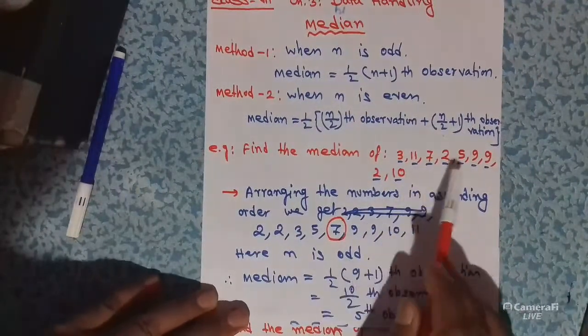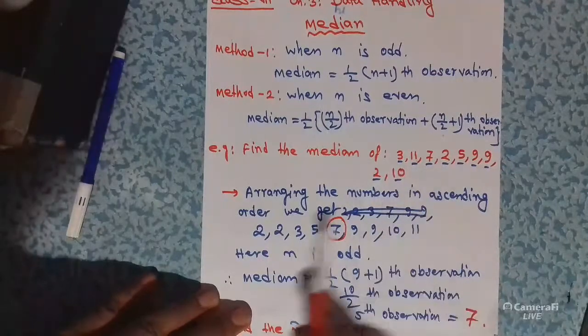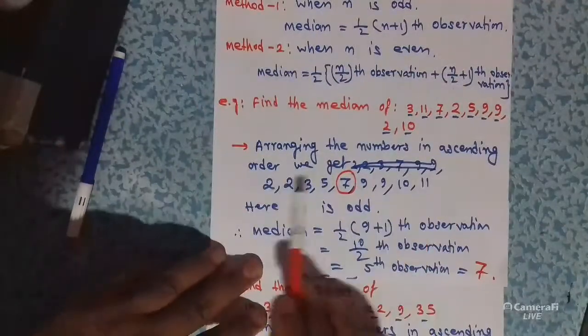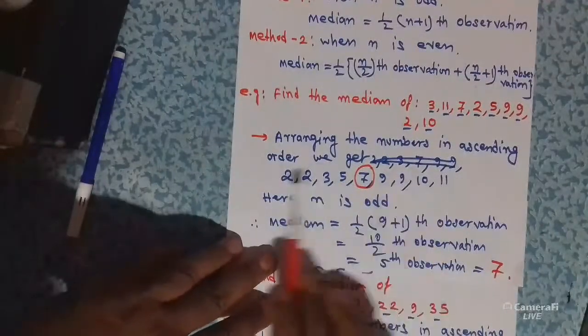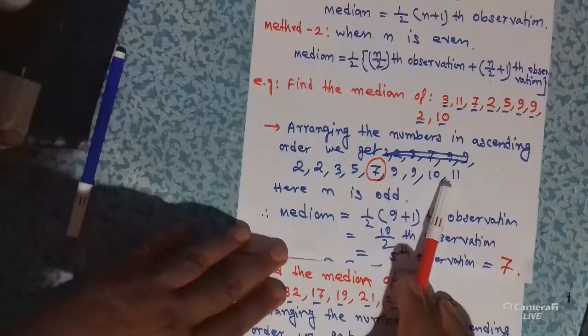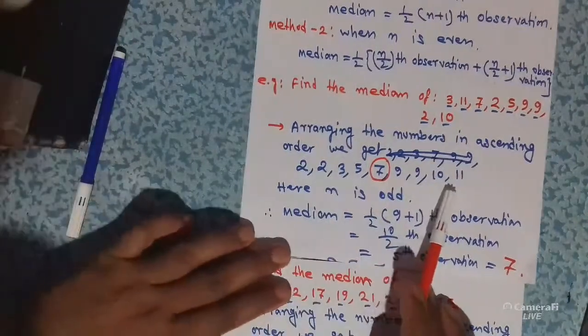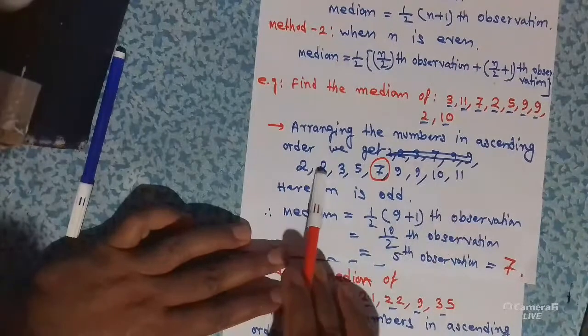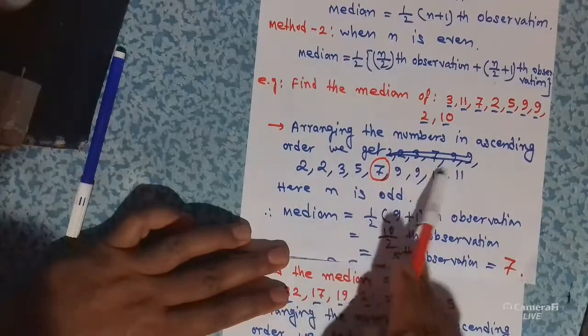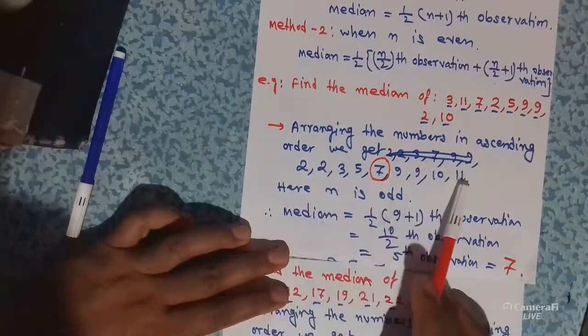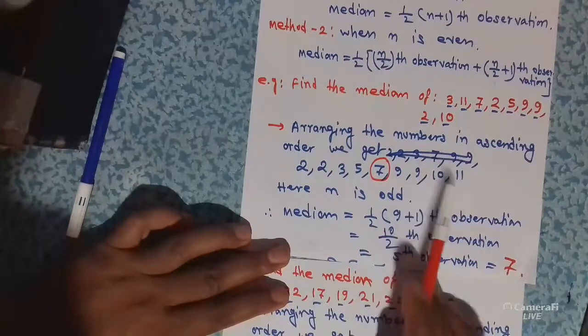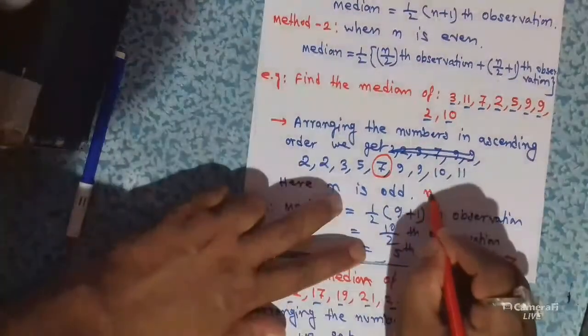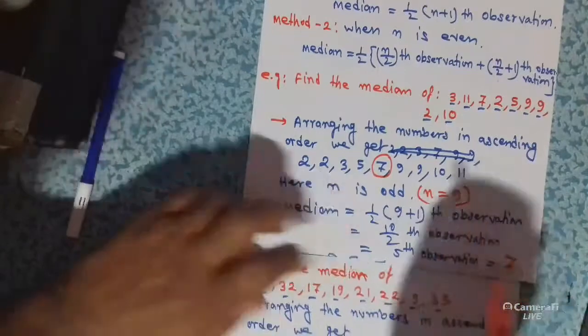Here, at first you must arrange the numbers in ascending order. After arranging in ascending order, we get the numbers like this. Now count the numbers: 1, 2, 3, 4, 5, 6, 7, 8, 9. So there are 9 numbers. 9 is odd, so here n equals 9.